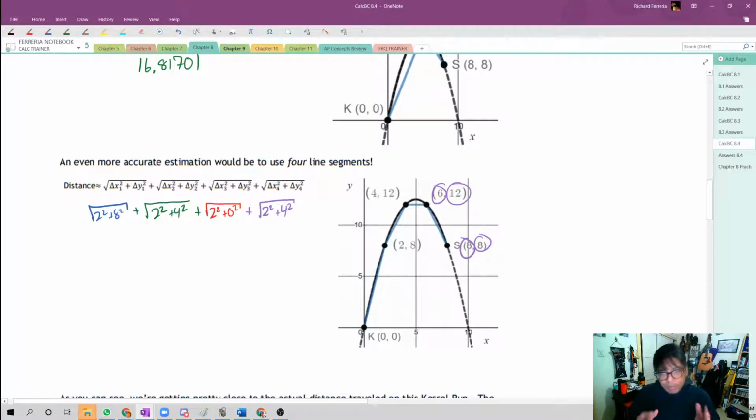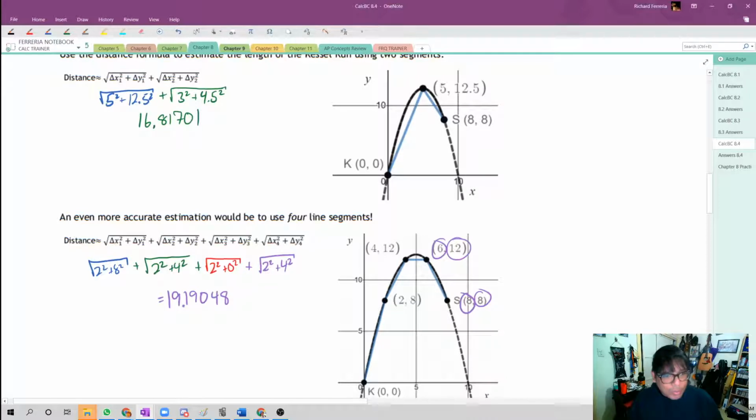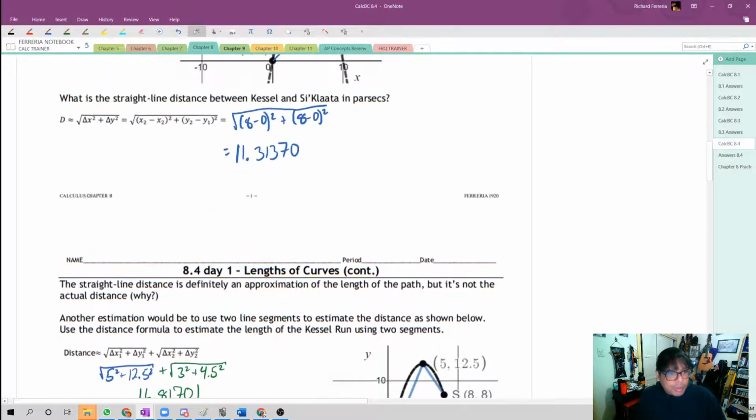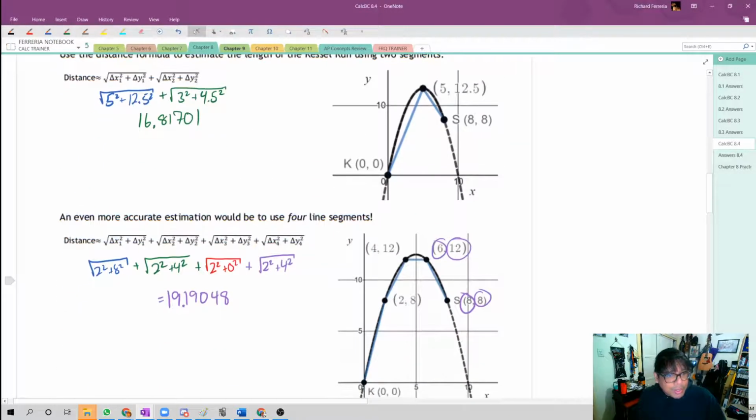So as we compute this, I want you to know that it doesn't really matter where we put these other coordinates. As long as they're somewhere along the path, we're guaranteed to get a better estimate than our first estimate. That all works out to 19.19048. So we have improved in that we have gotten closer to the actual distance, but notice how our improvement is not as dramatic as the improvement from 11 to 16. 11 to 16 is a much greater distance than from 16 to 19.